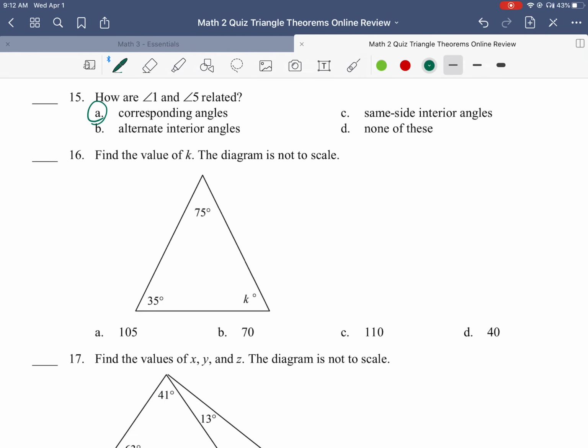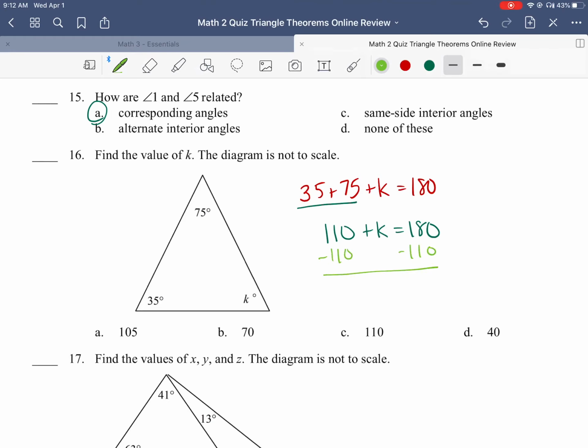Okay. Find the value of k. In a triangle, they add up to 180. So 35 plus 75 plus k equals 180. Combine my like terms, 110. Subtract 110, and k equals 70.